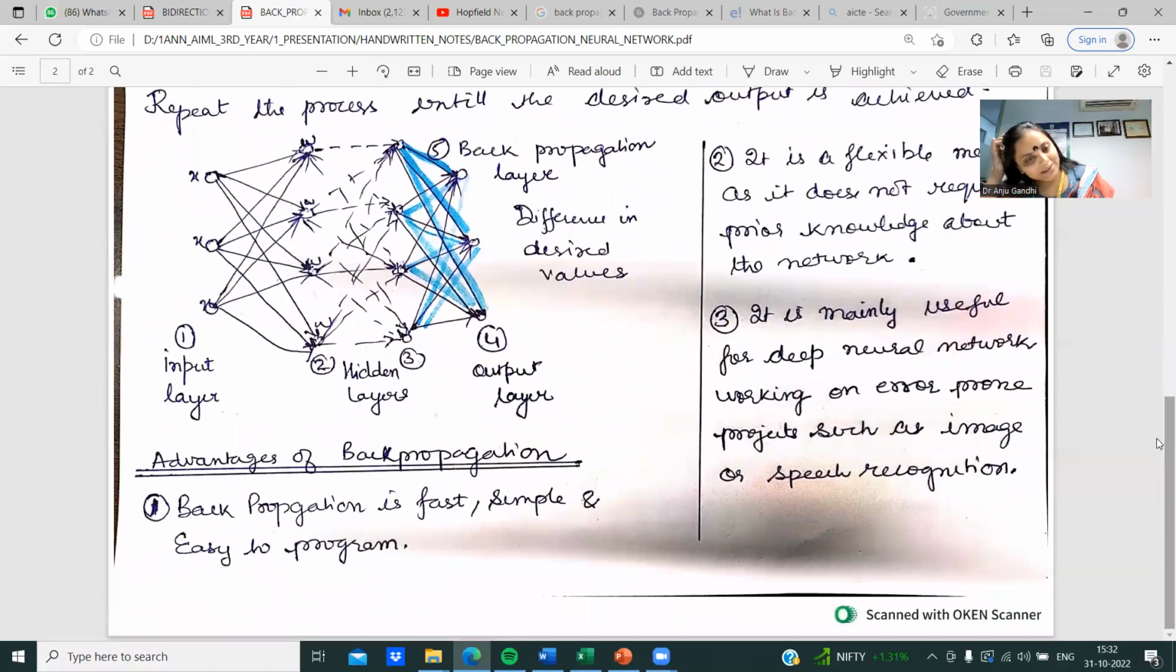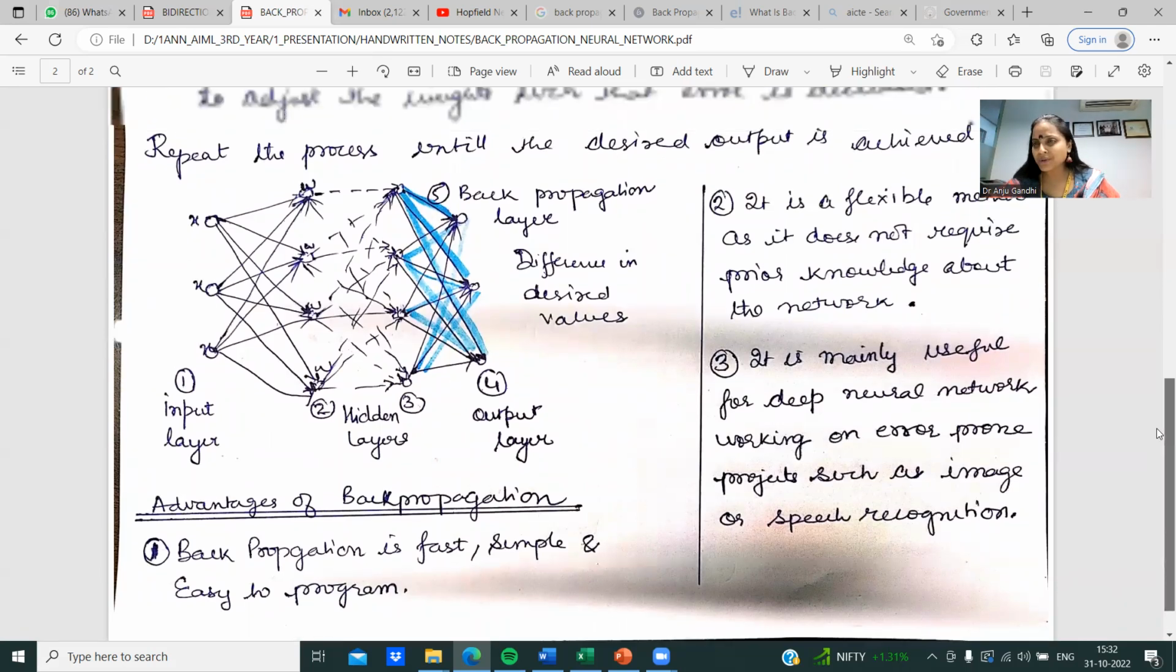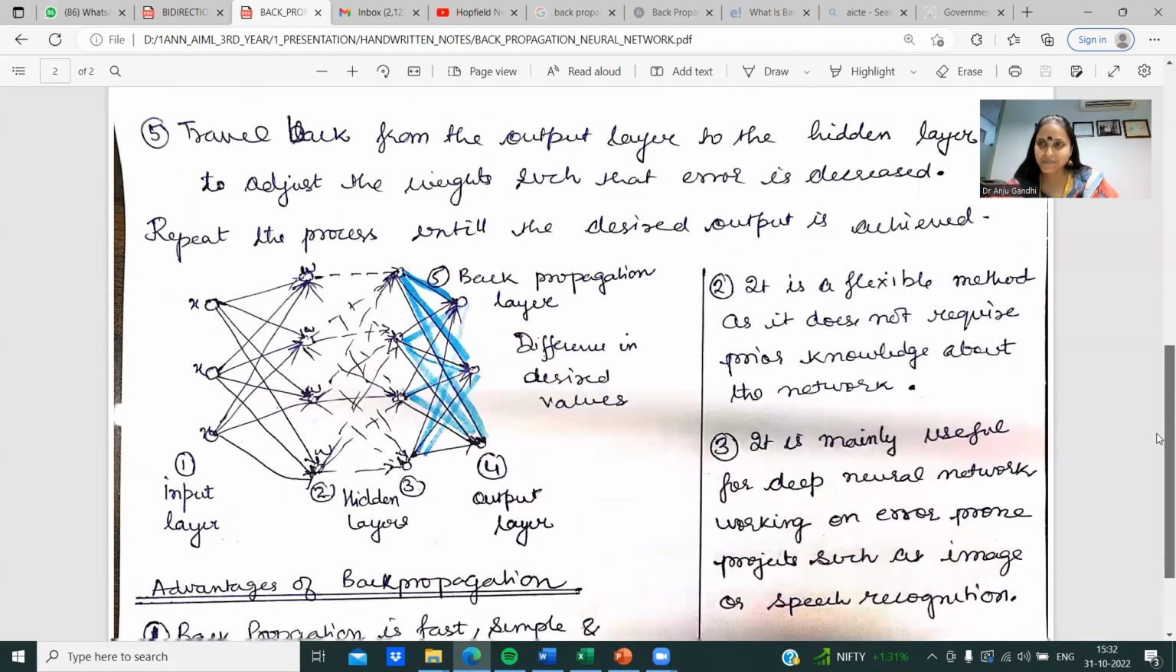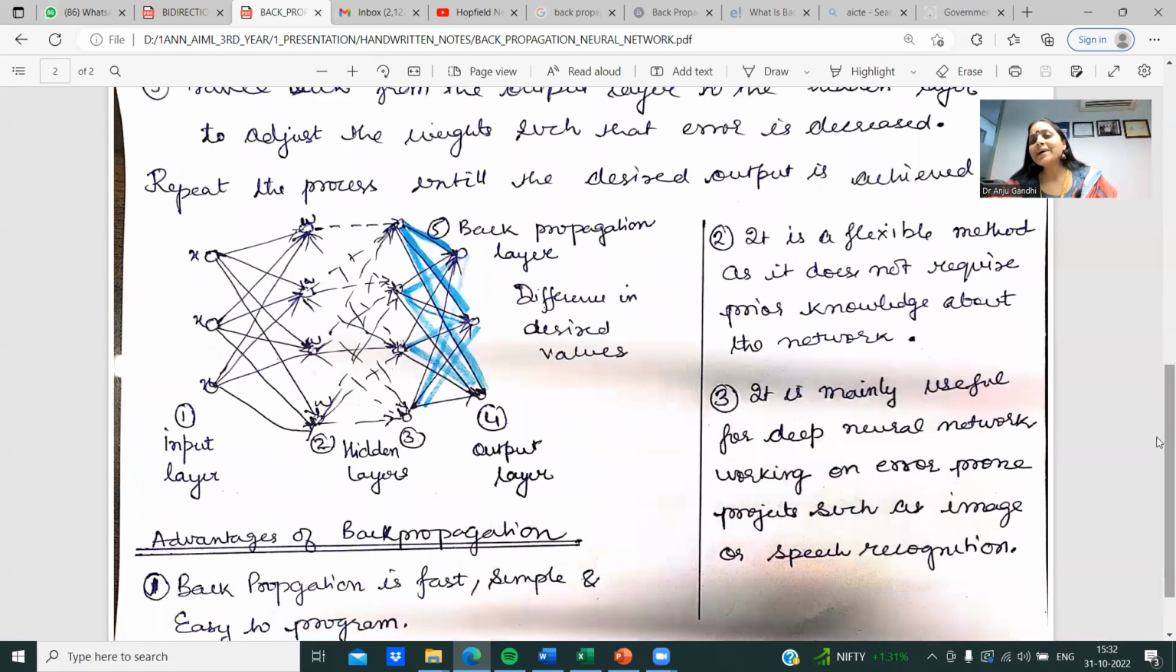Now, what are the advantages? Talking about the advantages, it is fast, simple, and easy to program. So we can easily program it. It's very fast and very easy to understand also. It's a flexible method as it does not require prior knowledge about the network. We don't need to know more about the network. It's a very easy concept to understand.